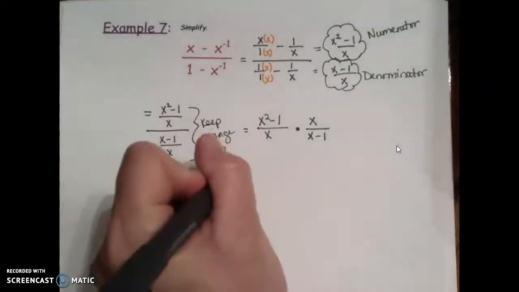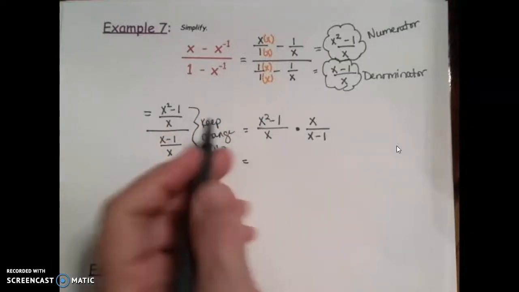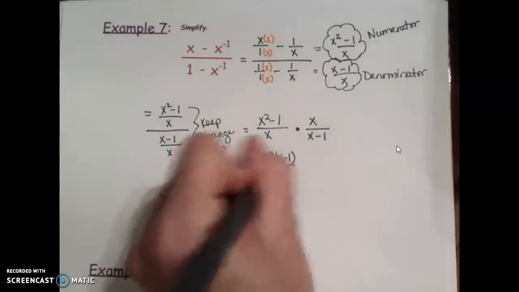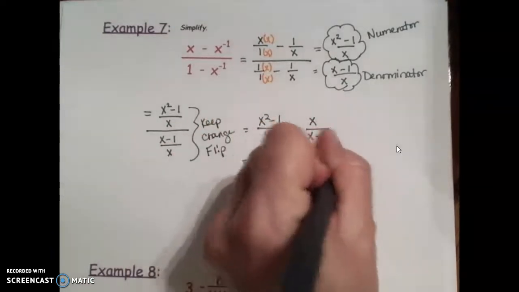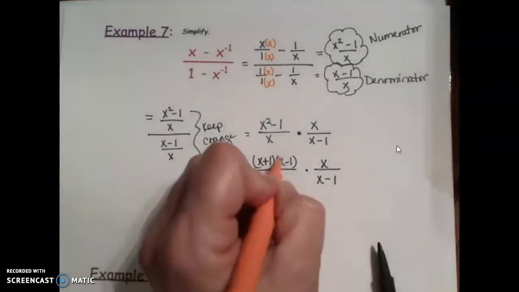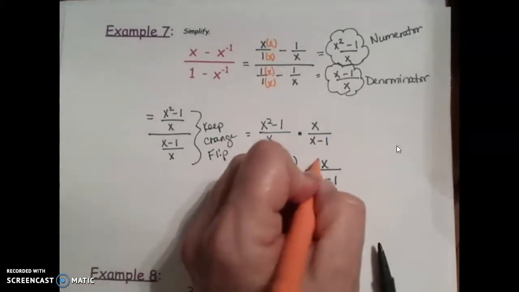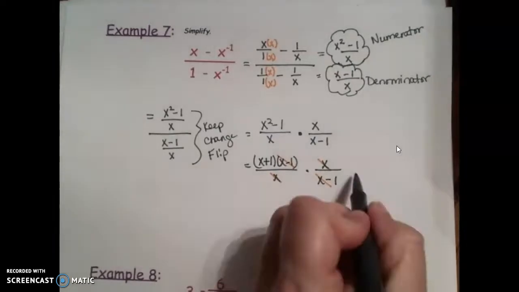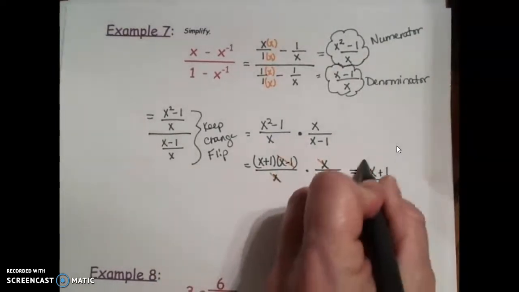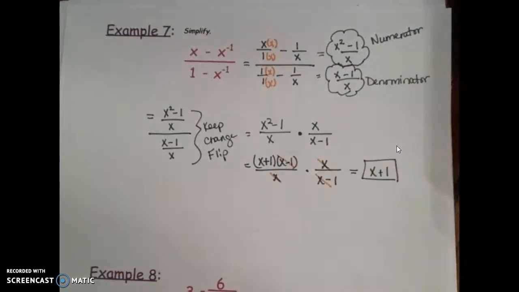So I see that I can factor this. This is a difference of squares into x plus 1, x minus 1. So we're back to our multiplying rule. So we can cancel out common factors that we see. So everything in the whole denominator is canceled out. So we're just left with that x plus 1 as our answer.